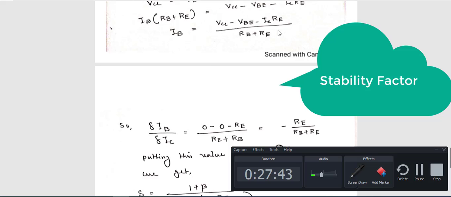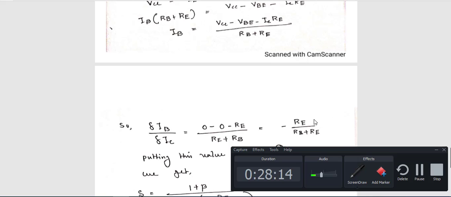Now if you know IB, you again differentiate this with respect to IC. If you are differentiating with respect to IC, VCC is constant. So if you differentiate a constant value, your result is 0. That's why it is written as 0 minus 0. Now IC RE, here RE is constant. Del IC by del IC means 1. So this is your ultimate expression, and your result is del IB by del IC is equal to minus RE divided by RB plus RE.